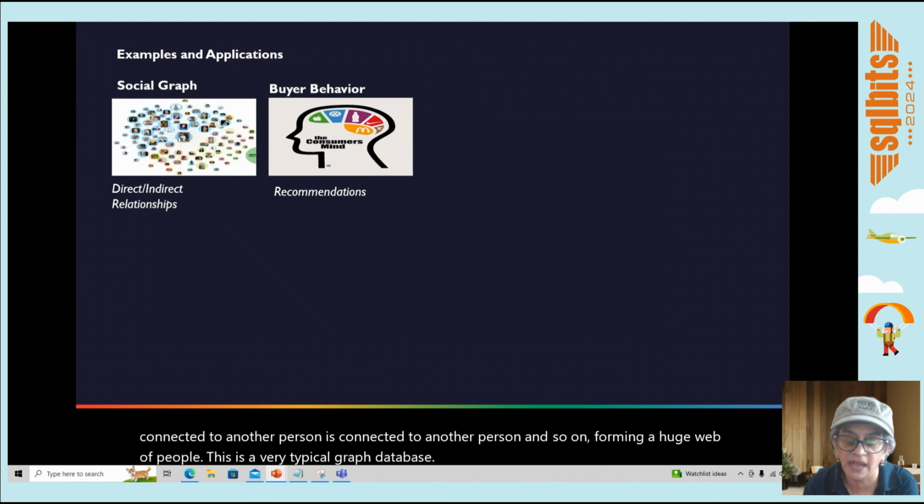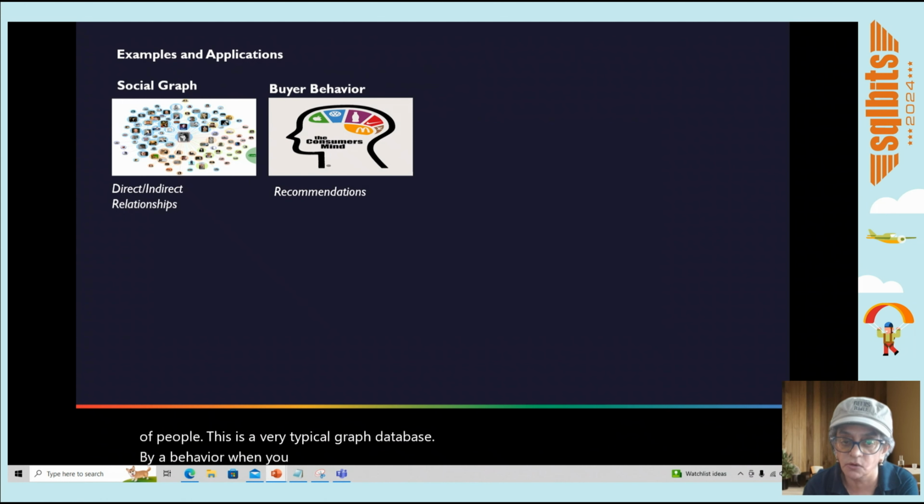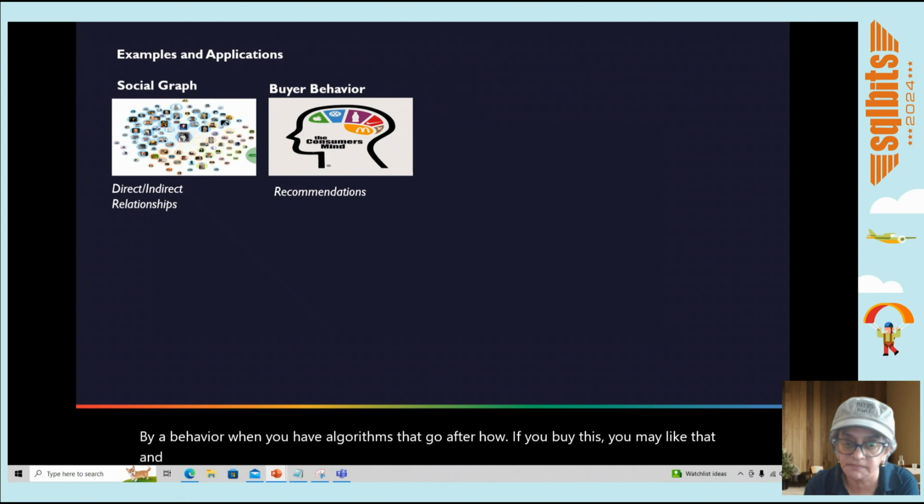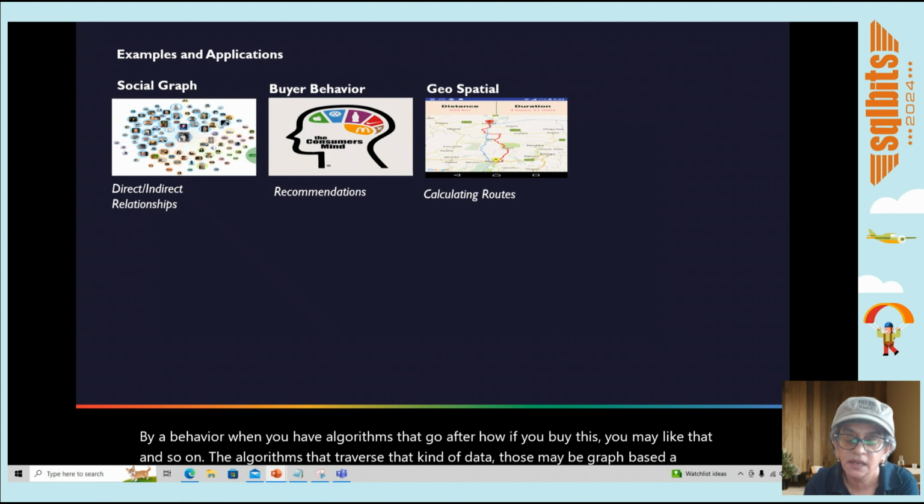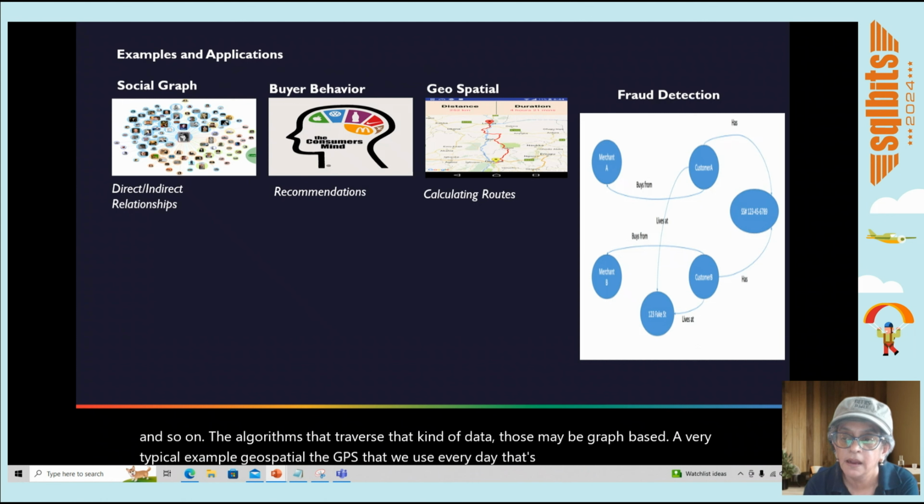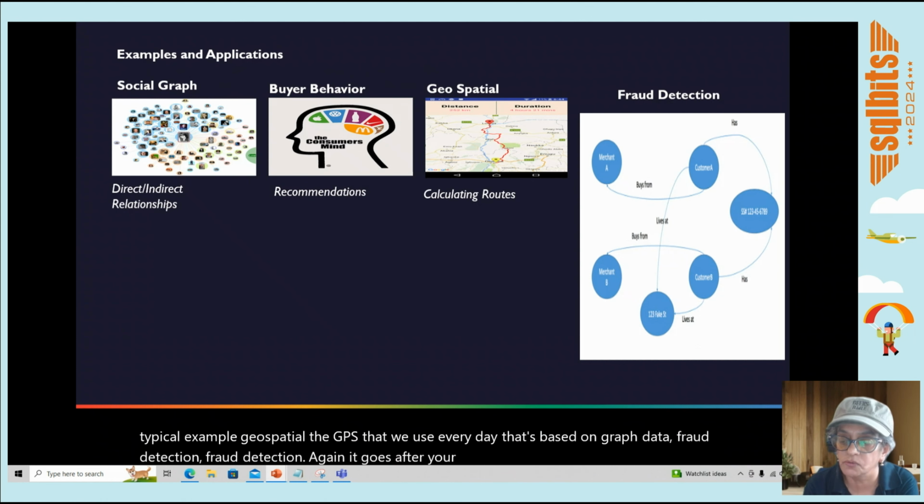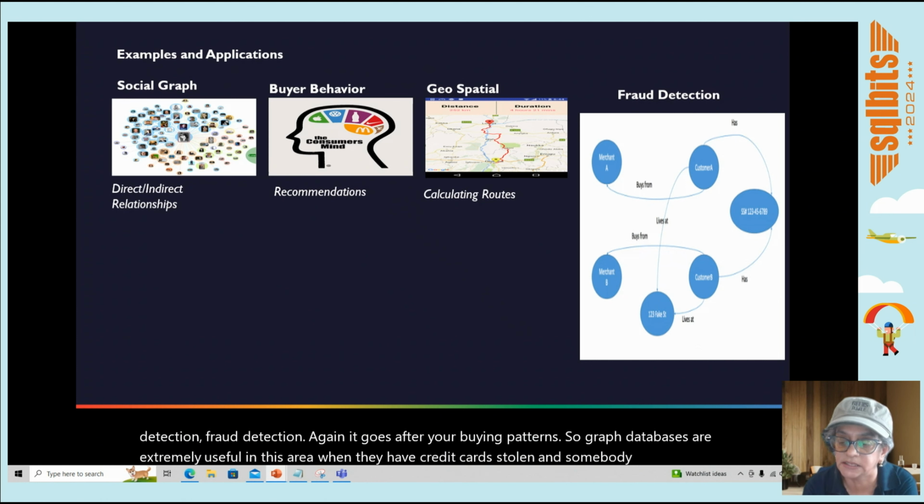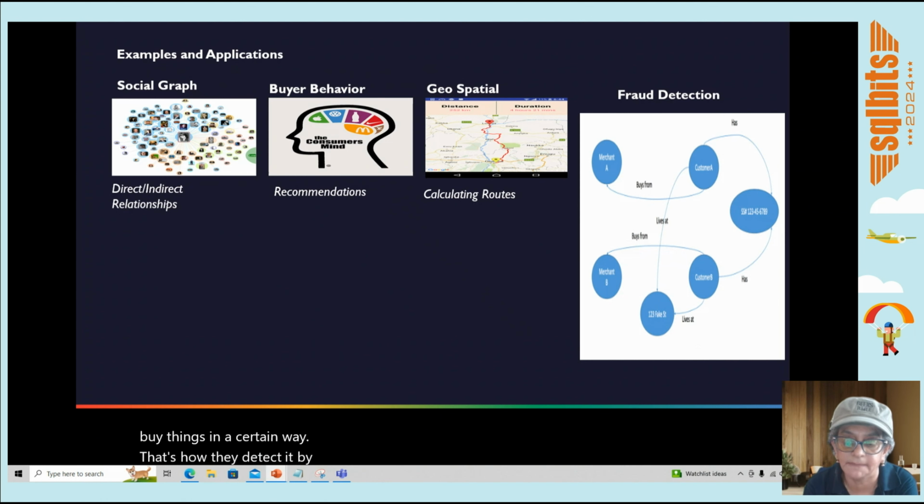Buyer behavior, when you have algorithms that go after how, if you buy this, you may like that, and so on. The algorithms that traverse that kind of data, those may be graph based, a very typical example. Geospatial, the GPS that we use every day, that's based on graph data. Fraud detection, again, it goes after your buying patterns. So graph databases are extremely useful in this area when they have credit card stolen and somebody misusing it to buy things in a certain way. That's how they detect it, by looking at your buying patterns.